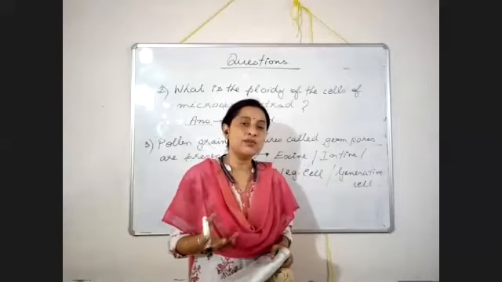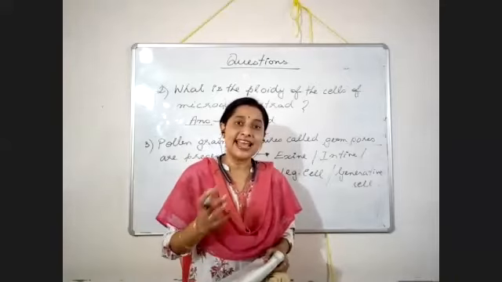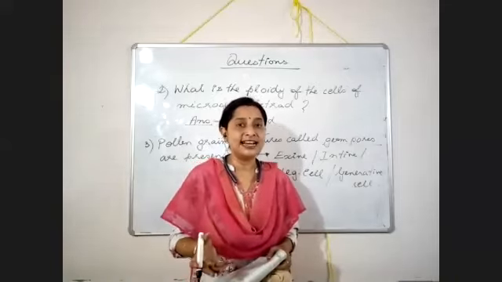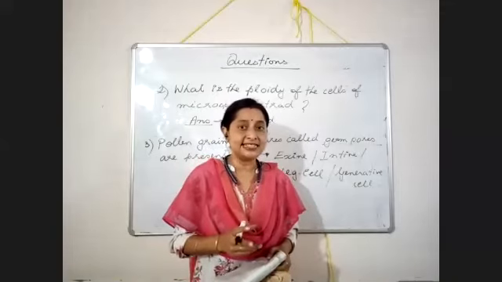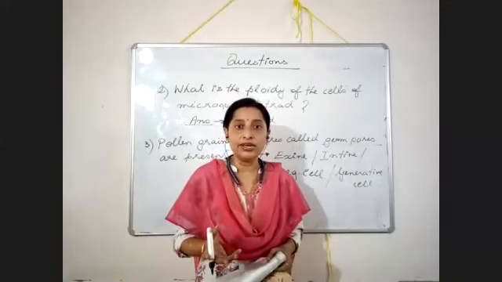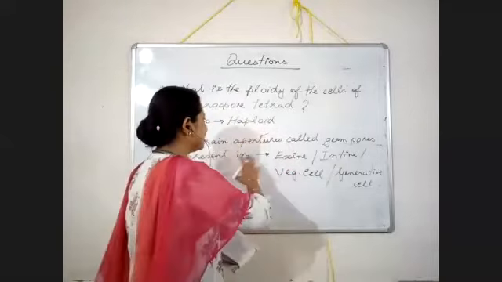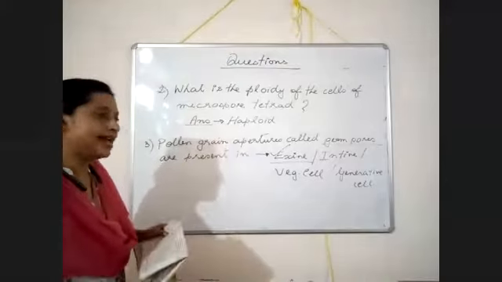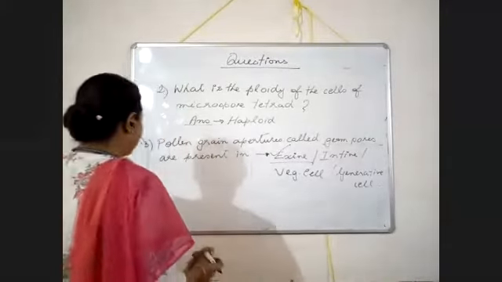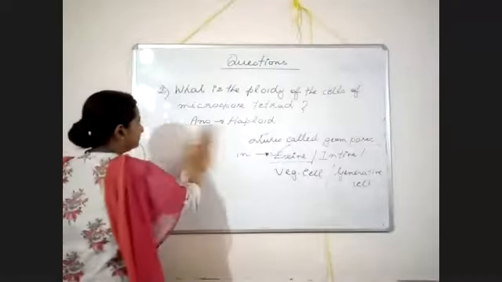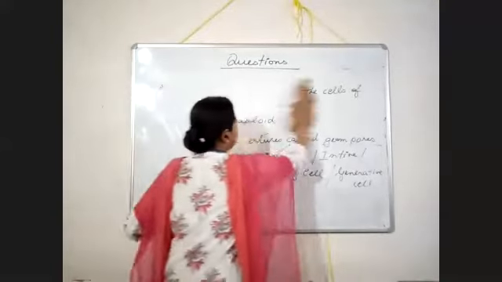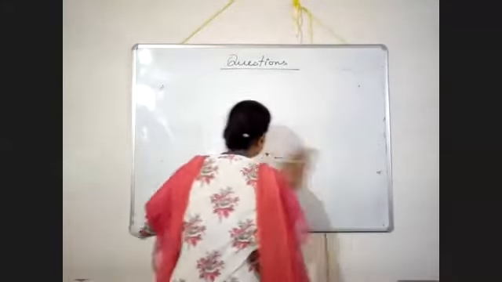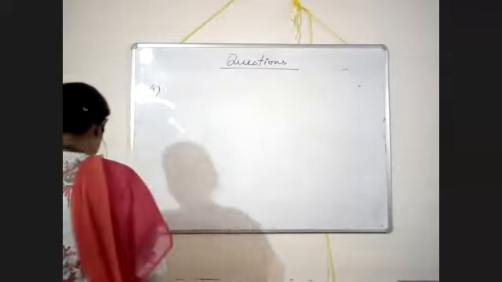Or the question could be asked the other way around: is the exine continuous or the intine continuous? Obviously, the intine is continuous. Where the germ pore is present, the exine is absent, so the exine is discontinuous. Germ pores are present in the exine. Is the question clear? Any doubts? Okay, we go to the fourth question.